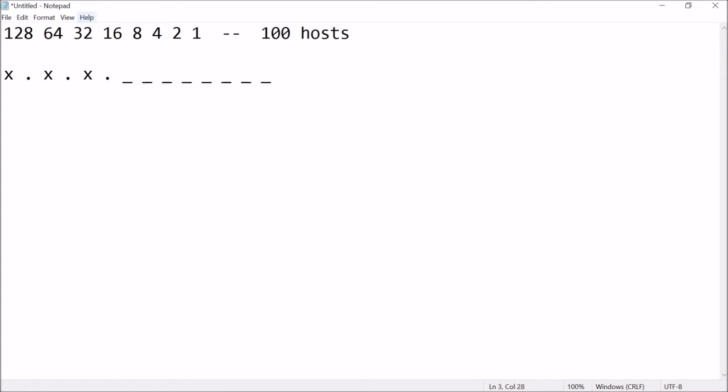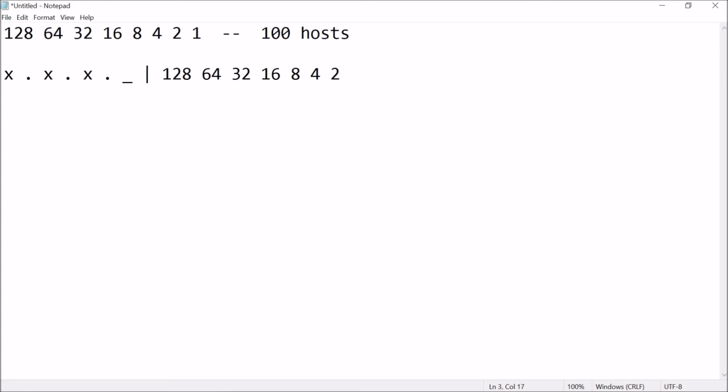What do I mean by that? We start here as 2. This is 4, 8, 16, 32, 64, 128. And here is where we stop, because our 100 hosts fits in the 128 bits. Okay, so here's where we put in our imaginary line.